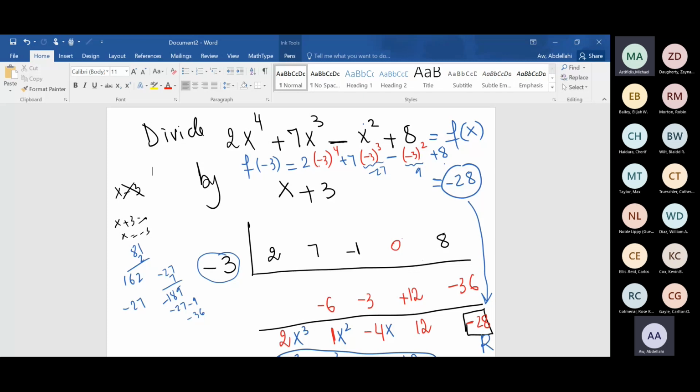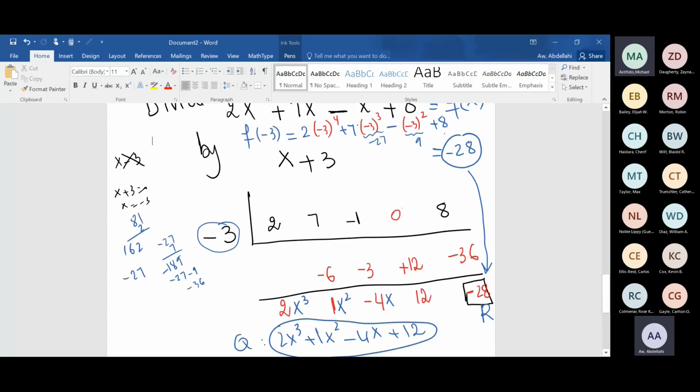Look at the synthetic division. Look at the calculation we did. Look at the numbers. We did 2 times 3, negative 6. 7 plus negative 6 is 1. 1 times negative 3 is negative 3 plus negative 4, etc. Look at what kind of numbers I dealt with in the other way: 162, negative 189, etc. So synthetic division allows you to plug in a number, right?